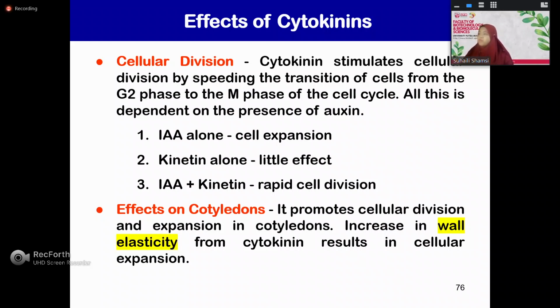So, effects on cotyledon: it promotes cellular division and expansion in cotyledons. An increase in wall elasticity from cytokinin results in cellular expansion. And because of that, if you guys can still remember yesterday's lecture, we saw that auxin induces elasticity of the cell wall, hence induces expansion, elongation of the cell itself. So that's why cytokinin also works together with auxin in supporting cellular division and expansion in cotyledons.